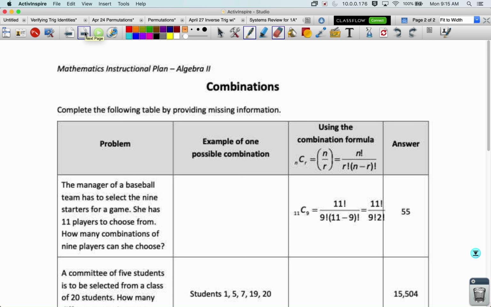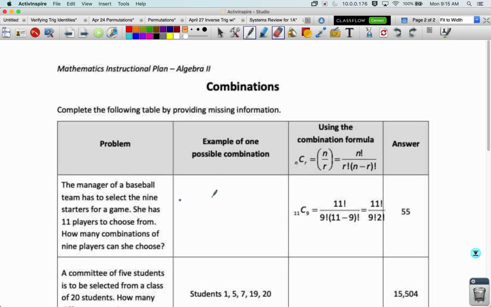All right, combinations. So the manager of our baseball team has selected the 9 starters for the game. She has 11 players to choose from. How many combinations of the 9 players can she choose? So in this scenario, order doesn't matter. You're either in or you're out. So this is an 11 choose 9 situation. There's the formula for how you crunch it, and there's 55 combinations.